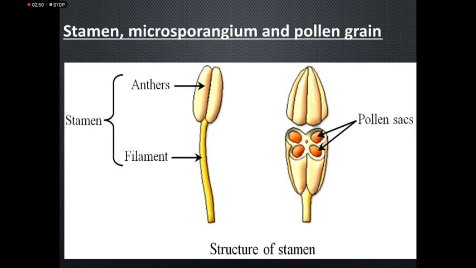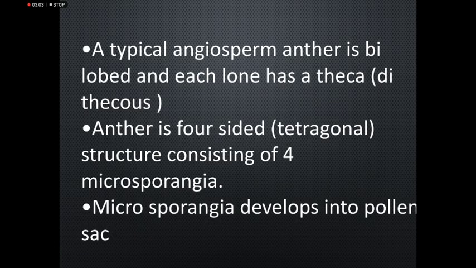Then in the next figure, the second figure, you can see the pollen sacs. There are 4 pollen sacs you can observe here. A typical angiosperm anther is bilobed and each lobe has a theca, dithecous. So the anther is a 4-sided tetragonal structure consisting of 4 microsporangia. Microsporangia later develop into pollen sacs.